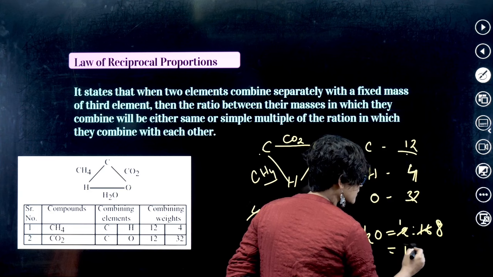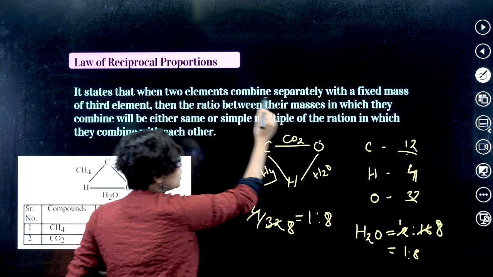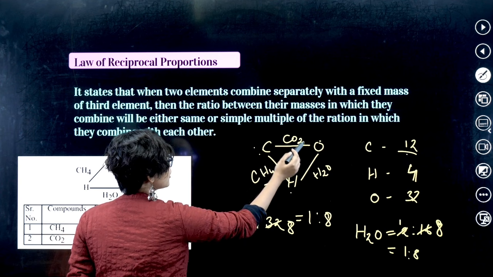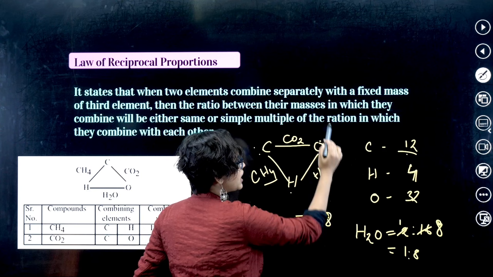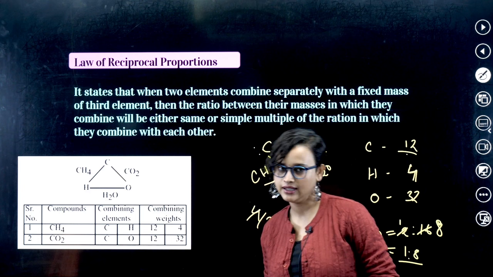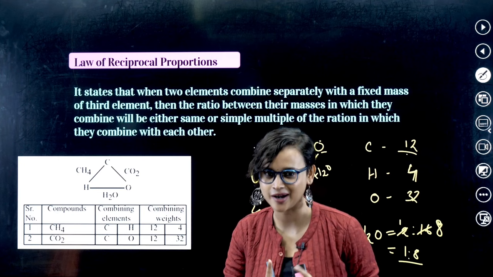So, did you understand now? It states that when two elements, carbon and hydrogen, let's say, combine separately with a fixed mass of a third element, that is oxygen, then the ratio between their masses in which they combine will be either the same or just a multiple of small whole numbers. Easy peasy. Understood? If you understand, say la la la in the chat box. If you're happy, then you say la la la.